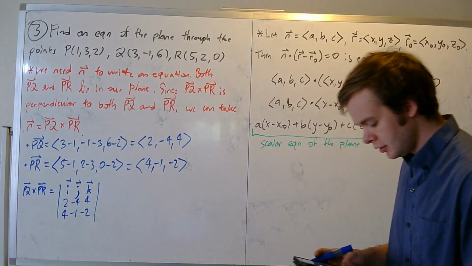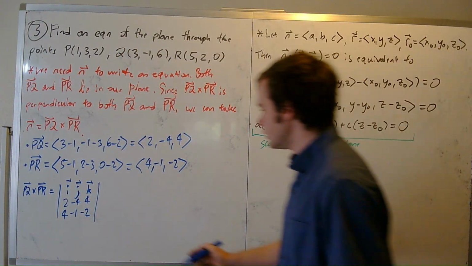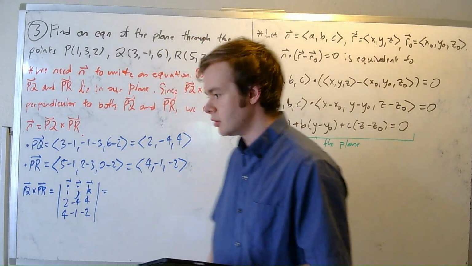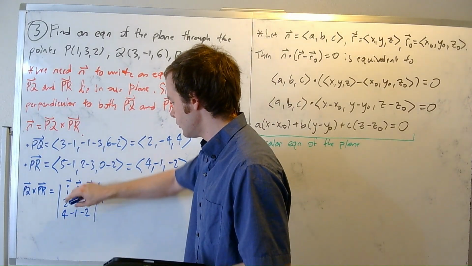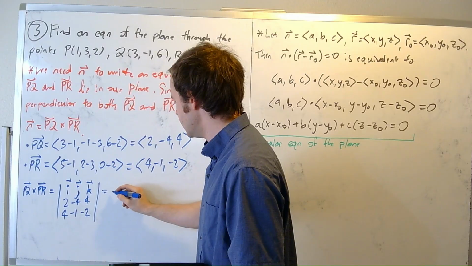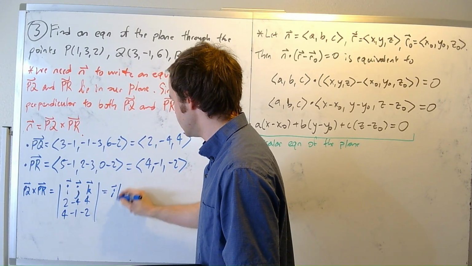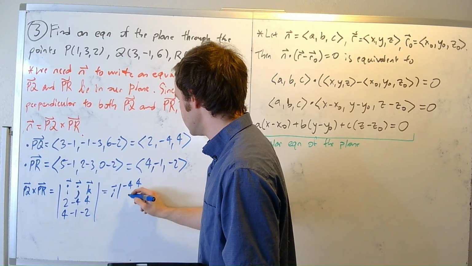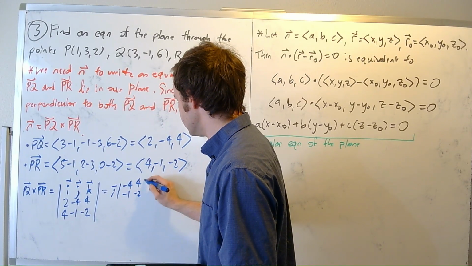Okay, so now we need to take this determinant. And now the way we do that is by taking each subdeterminant. So remember, we get rid of the first row and column. So we're going to have i times the determinant negative 4, 4, negative 1, negative 2.